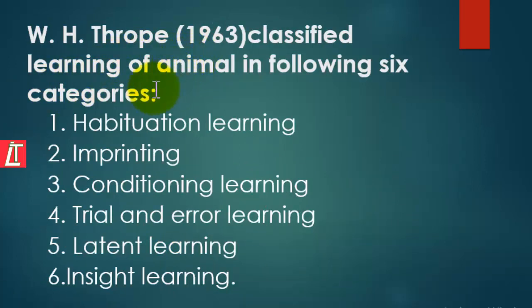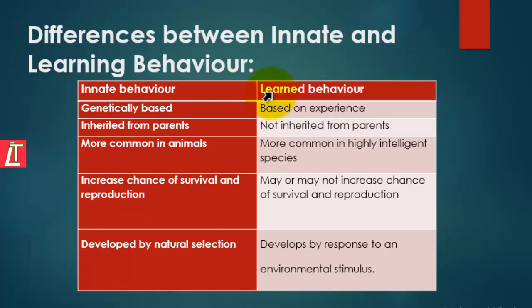W.H. Thorpe classified learning of animals into the following 6 categories: habituation learning, imprinting, conditioning learning, trial and error learning, latent learning, insight learning. Differences between innate and learning behavior. Innate behavior is genetically based. Learned behavior is based on experience. Innate behavior is inherited from parents; learned behavior is not inherited from parents. Innate behavior is more common in animals; learned behavior is more common in highly intelligent species.